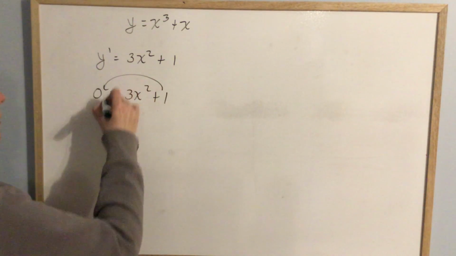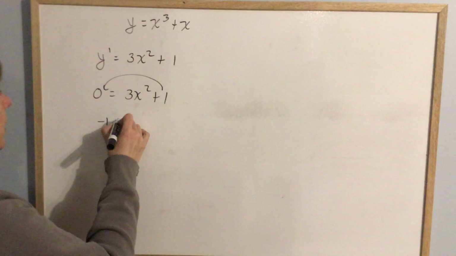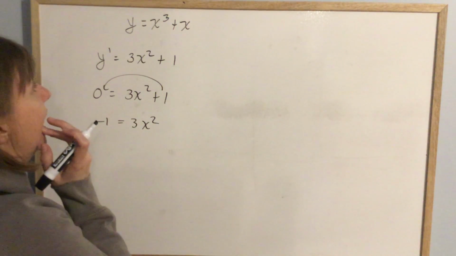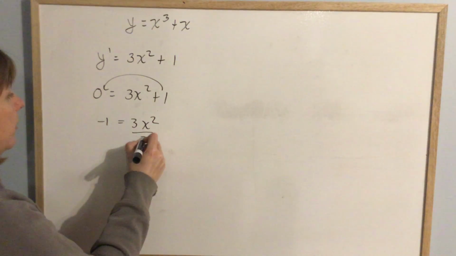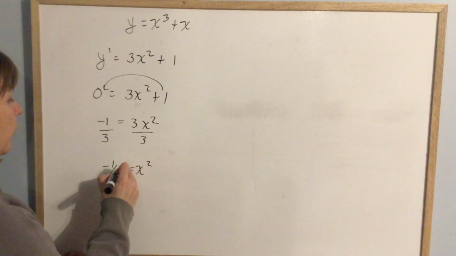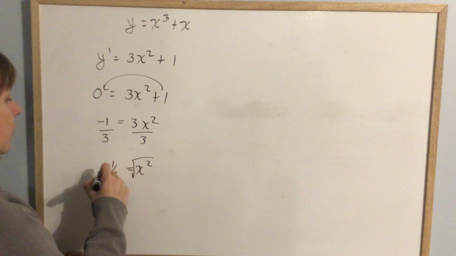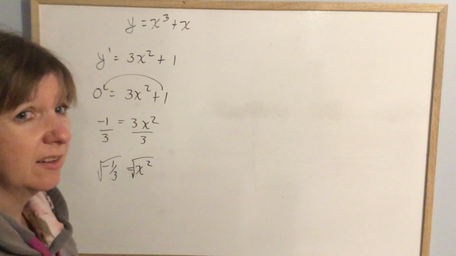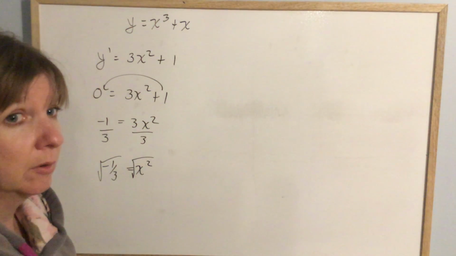So I'm going to move this over here, and I'm going to have -1 is equal to 3x squared. And then divide by 3, so x squared is -1/3. So I'm going to take the square root of both sides, but here's the trick. I can't take the square root of a negative number, right?